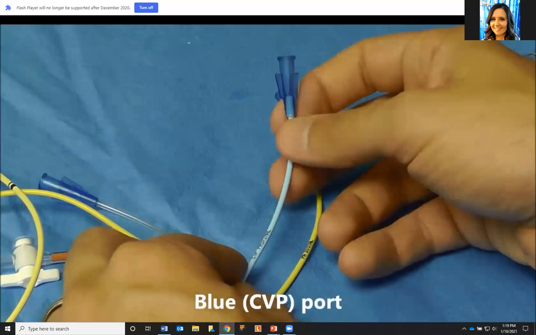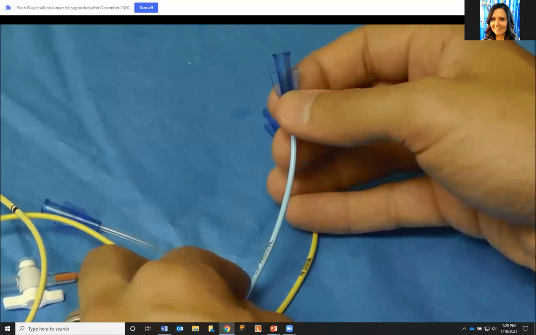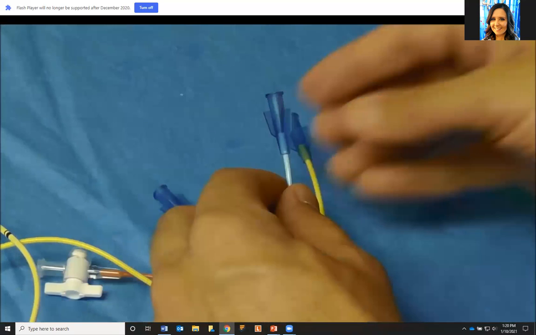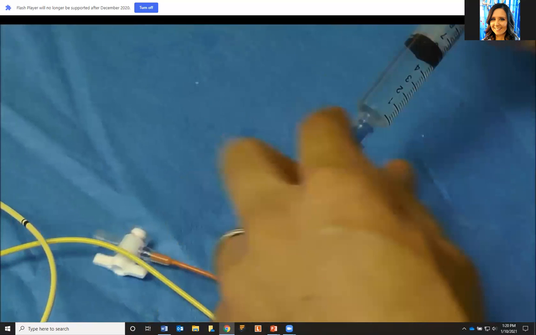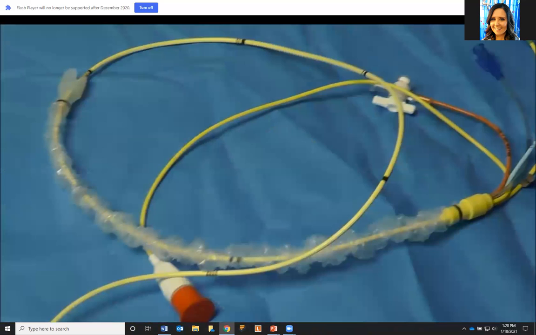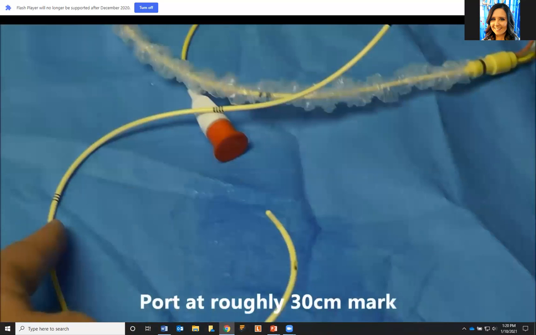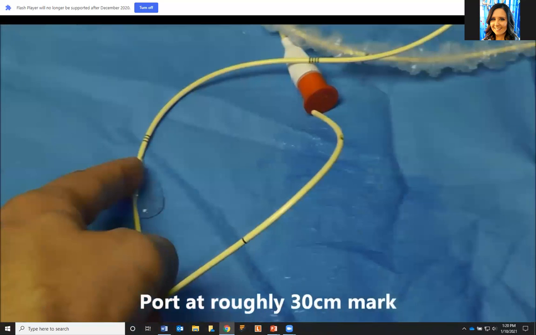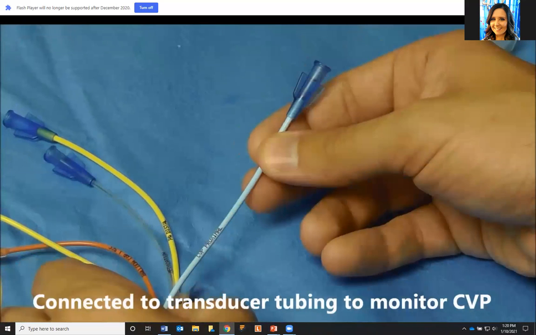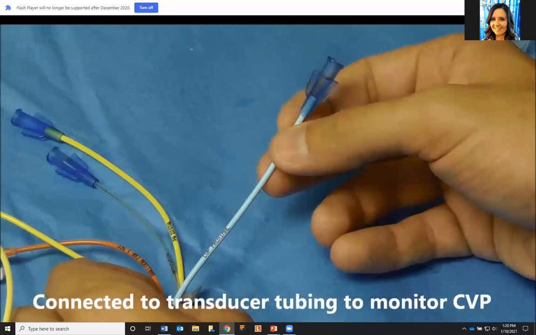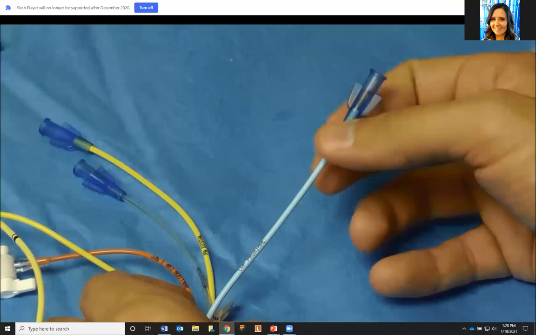The lumen to this blue port is much more proximal than the distal lumen, so I can demonstrate this by connecting saline here. And if you follow it all the way over here, you're going to notice that saline comes out of that port right there. We connect transducer tubing to this blue port here, and we use that to monitor central venous pressure.